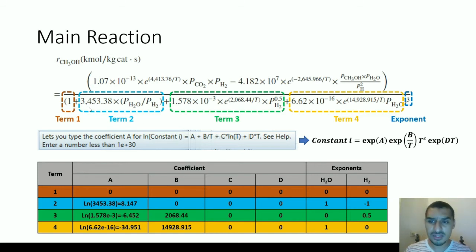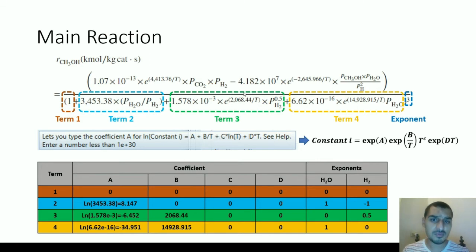Now we go to the second one. We have a constant multiplied by partial pressures. So the constant term is the exponent, so I'm going to take the ln of this number. So this is the term A for the second term, the parameter A. B, C, and D are zeros because we don't have any exponents here or any other terms here. For the third term, it's going to be the same. It's a constant, so I'm going to take the ln of this constant so that I can get the value of A for the third term, the green one.